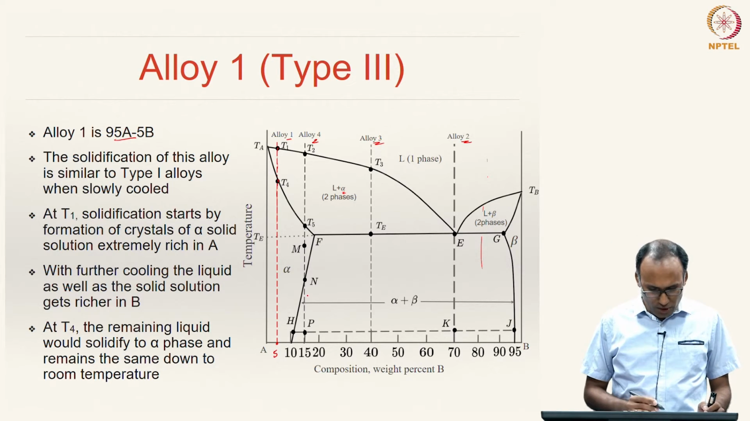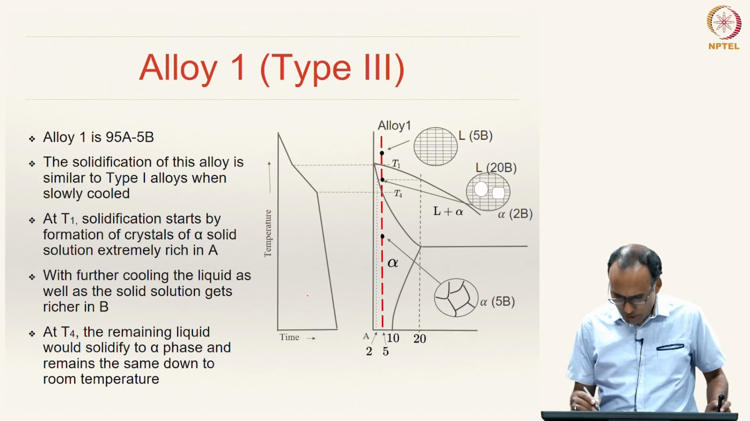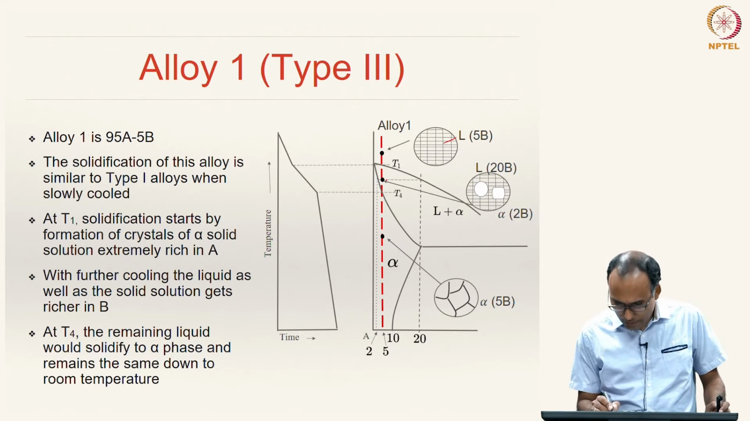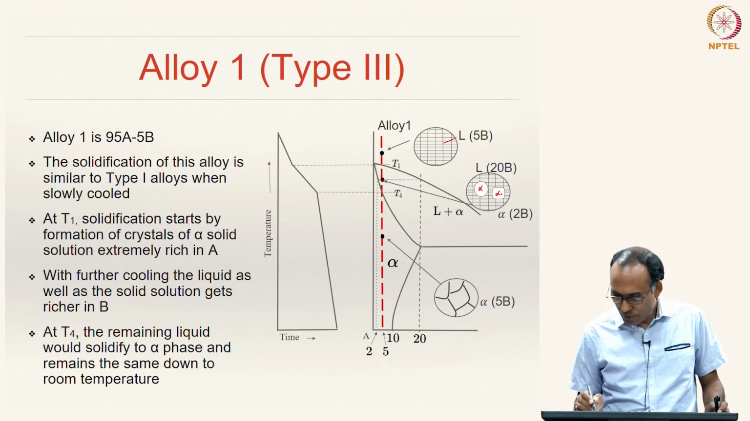Right. So, this is very similar to our isomorphous alloy microstructure. You have a liquid, and then up to some temperature in between you will have solidification happening, and this is alpha, these are alpha grains, and by the time it reaches T4 the entire solidification would have finished.